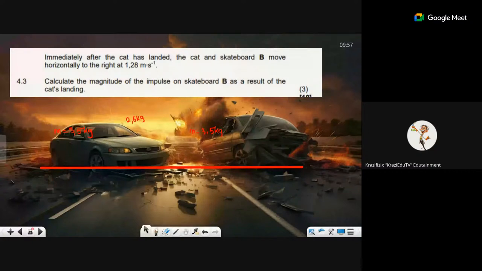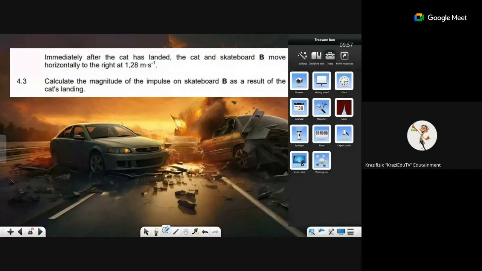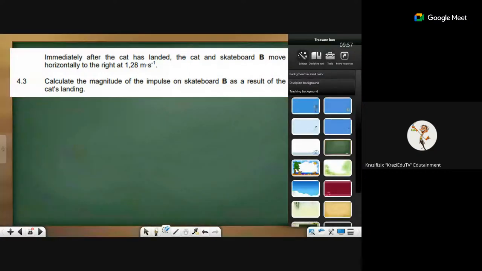Our final question for the day. I hope the session has been helpful to you. Guys, we are going quite slowly because we have so many people and we want to make sure everyone is on board. Let's check this.